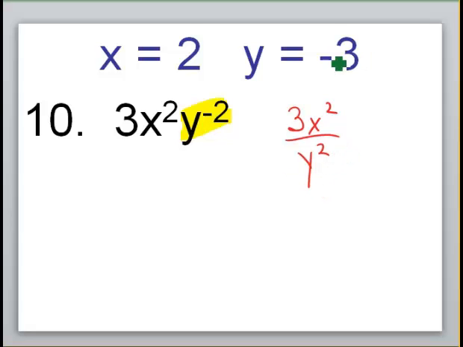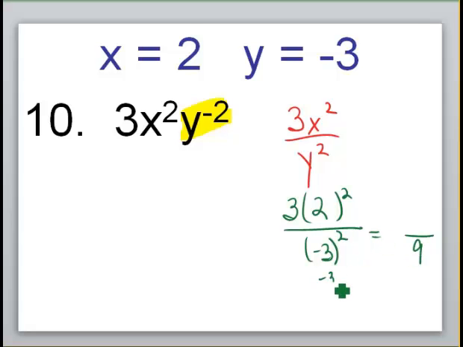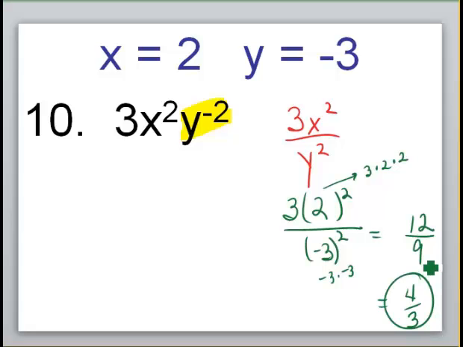The next step I want to do is evaluate these. So I've got 3 on the top. I have an x, which is a 2 squared, and on the bottom I have a negative 3, and notice how I'm putting in parentheses squared because it is the y. The whole y is being squared. So I end up with 9 on the bottom because that's negative 3 times negative 3. And here on the top I have a 3 times 2 times 2. That would be 12. Now we could reduce this because 3 goes into both of those to be 4/3.